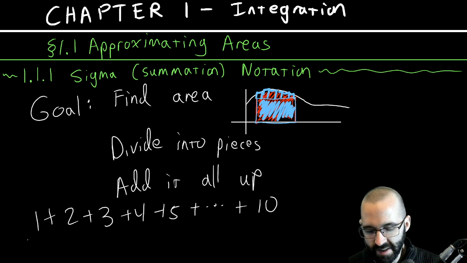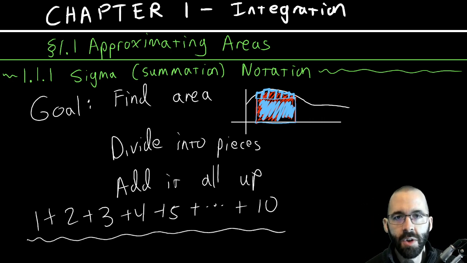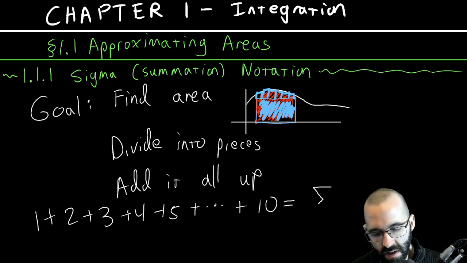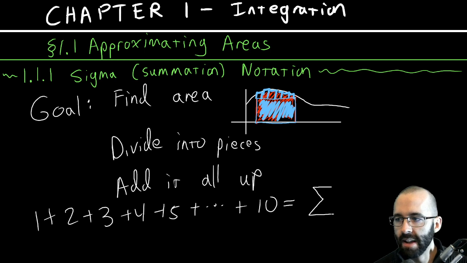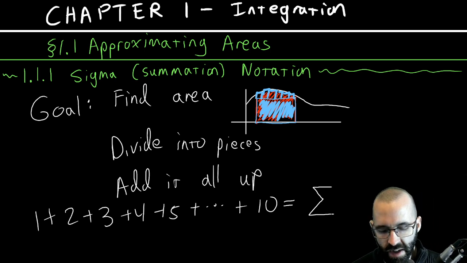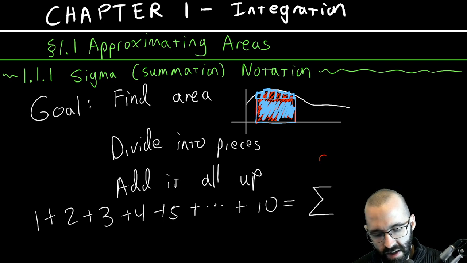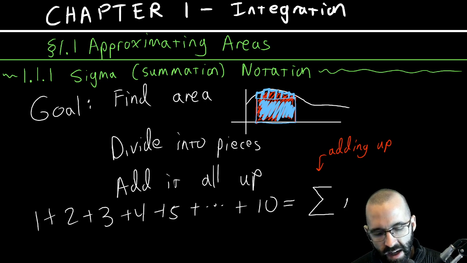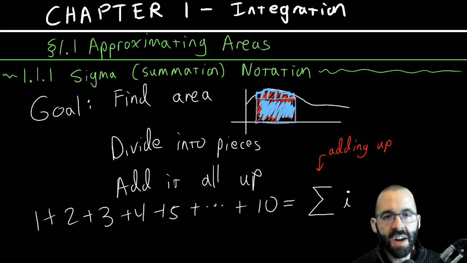Here's how we're going to write this. I'm going to start by giving you an example before the definition. We can write this with a giant capital sigma, the Greek letter. Okay? And we're going to say that we're adding up, because this just means adding up. That's all the giant sigma means. We're adding up a bunch of i's.